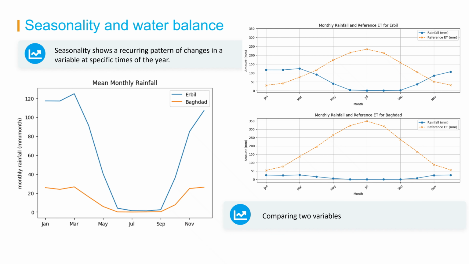Comparing this with the atmospheric water demand in the form of reference ET, you can see that the difference between the two variables is higher in the Baghdad region compared to Erbil, not only due to less rainfall, but also higher temperatures increase the demand for water.